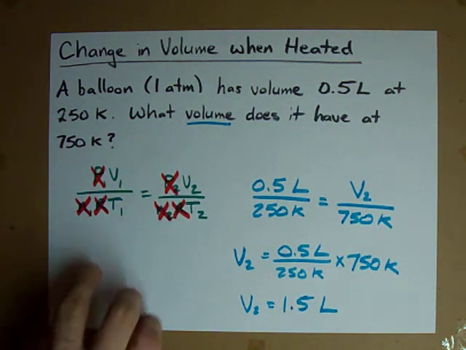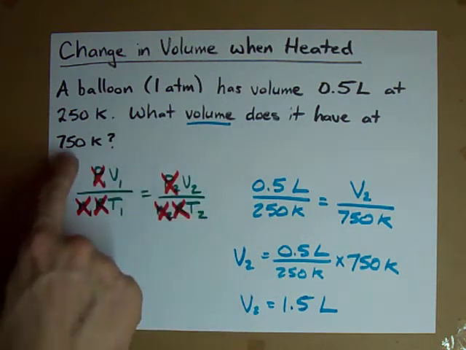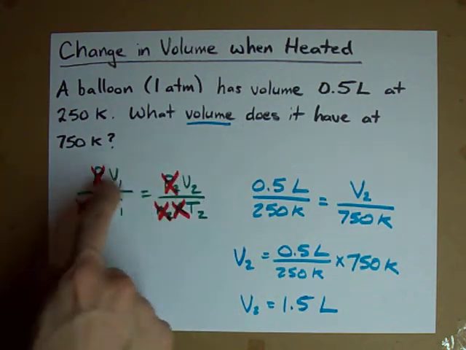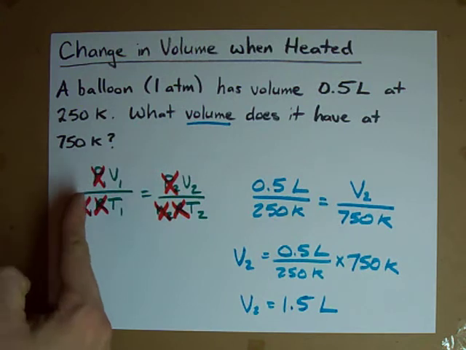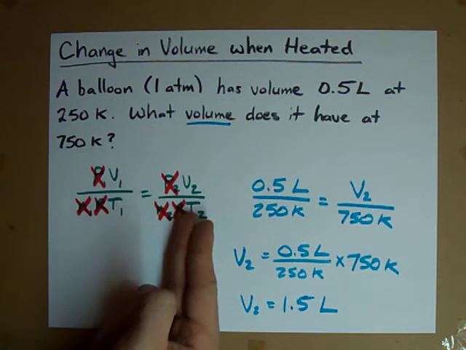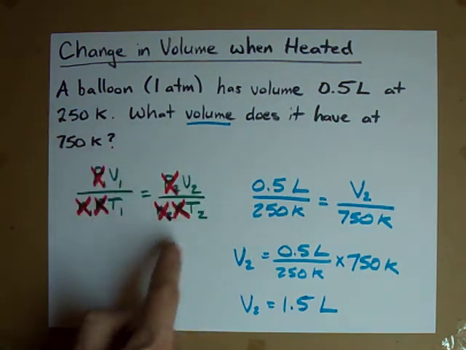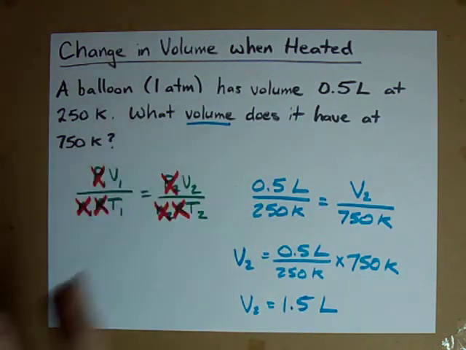The lesson is you can always use this initial equation and cross out the variables that are constant from your initial set of conditions to the final set of conditions. Then just plug in what you know and solve for what you don't. Best of luck.